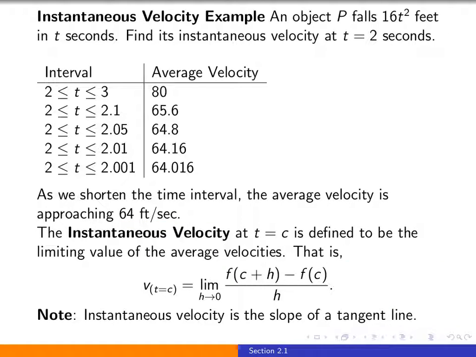A key observation to make before we do that is that the instantaneous velocity, looking at the equation that we have representing it, is nothing more than the slope of a tangent line. The slope of the tangent line and instantaneous velocity sound like two very different problems at face value, but we're actually calculating the same quantity.